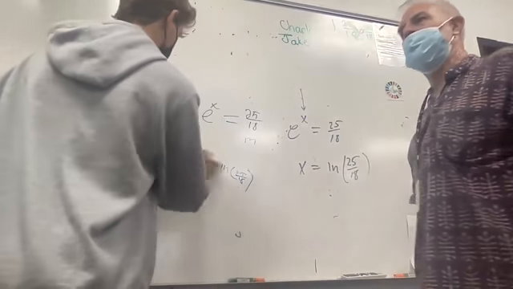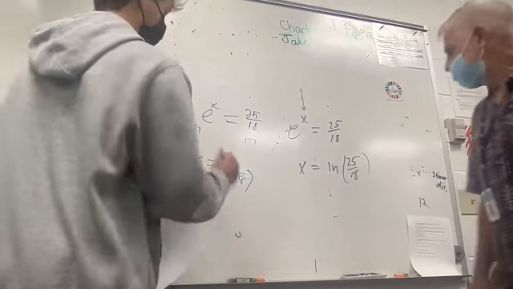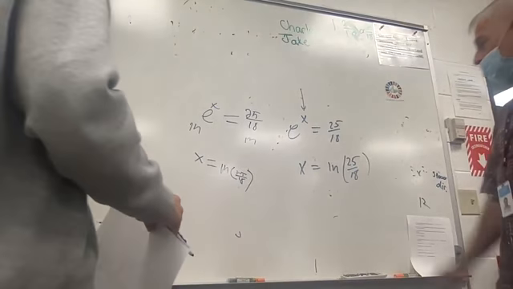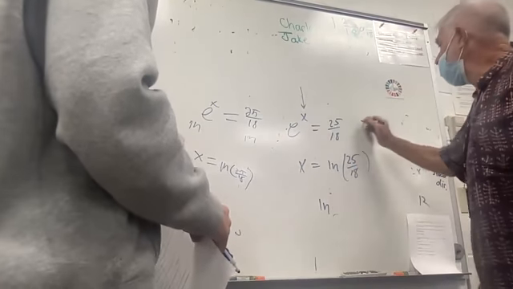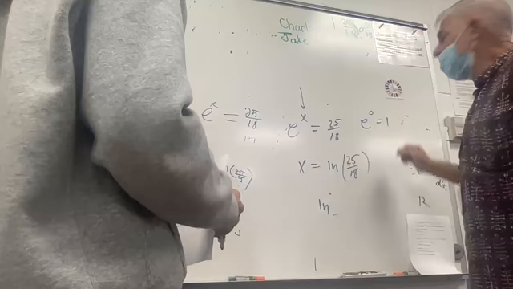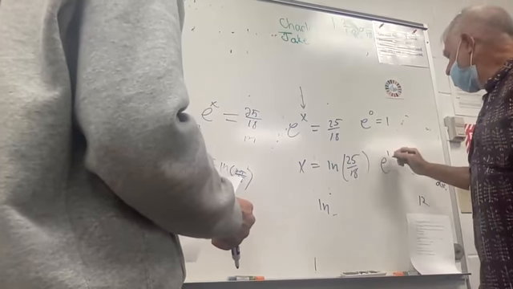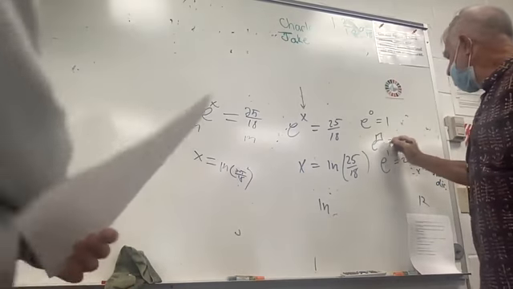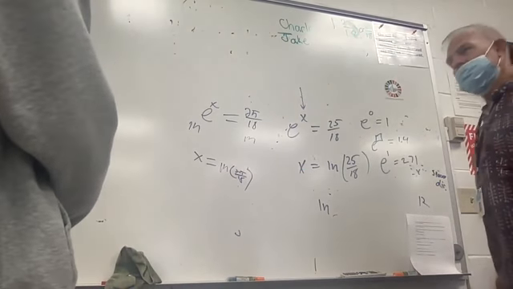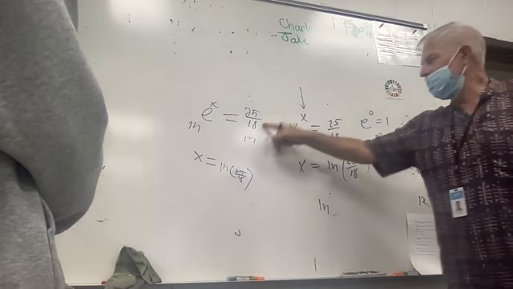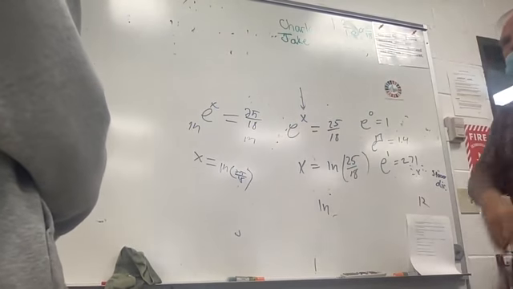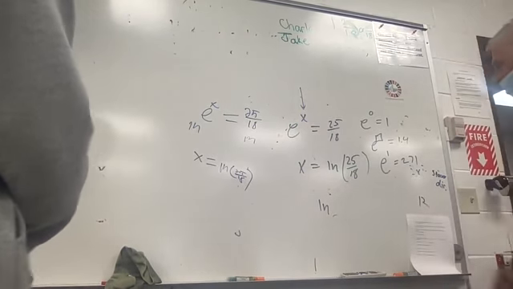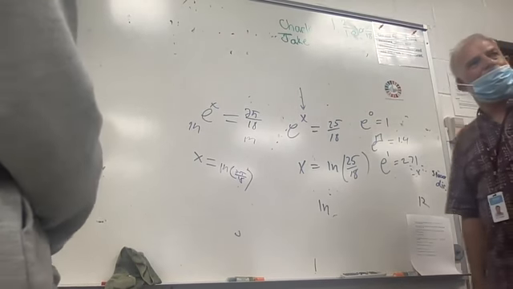Can you approximate it without a calculator? Well, I know e to the 0 is 1, and I know that e to the 1 is 2.71. I want e to the what equals 1.4-ish. So what do you think your answer is between? 0 and 1.